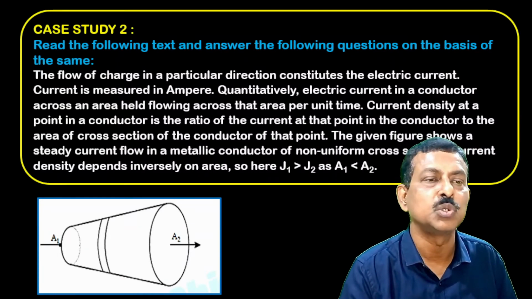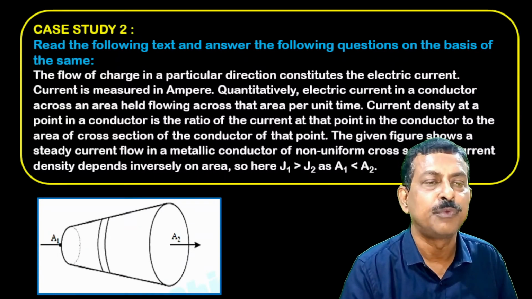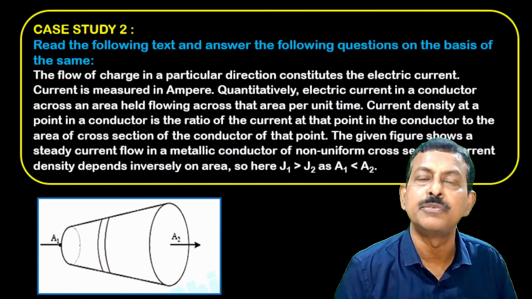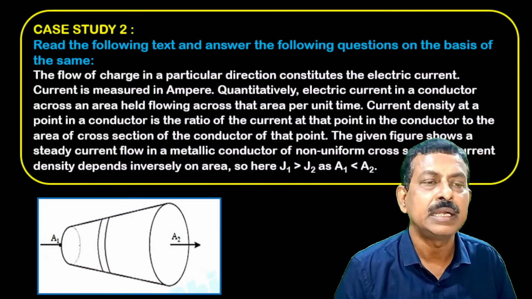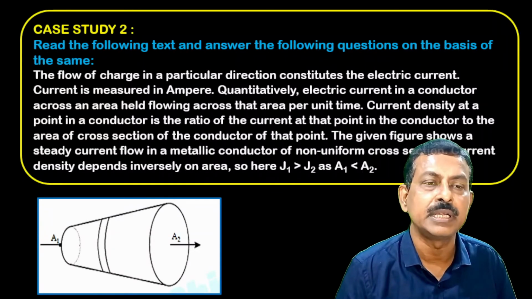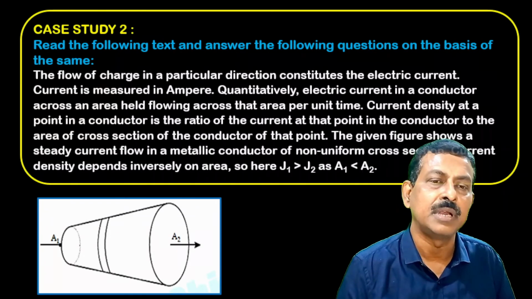The given figure shows a steady current flow in a metallic conductor of non-uniform cross section. Current density depends inversely on area. So J1 is greater than J2 as A1 is less than A2.